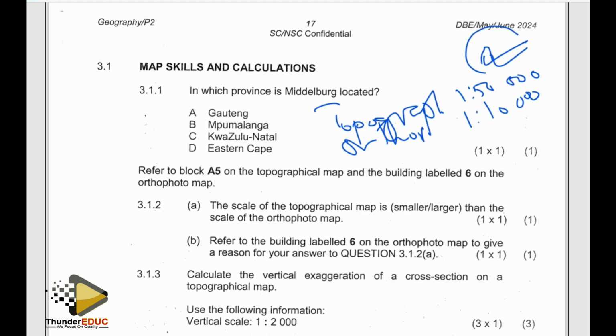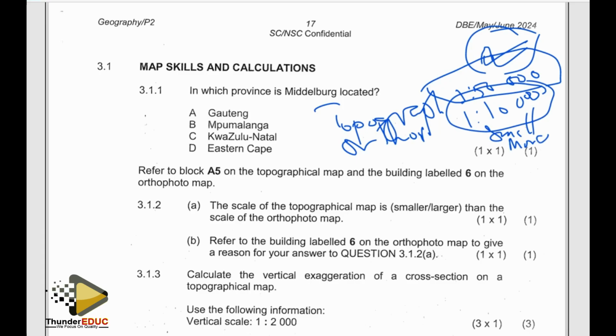That is a small scale map. For a topographic map, it covers a very wide area, but it does not give much detail of the features. But for this one here, this is a large scale map, covers a small area, and it gives more details. If you check on the orthophoto map, you can actually see the details there, but on the topographic, there are less details. Right, that's the difference there.